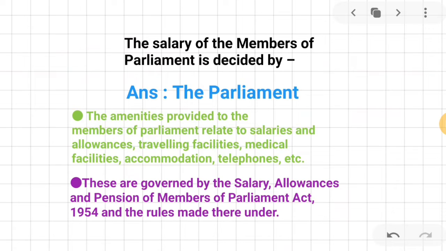These are governed by the Salary, Allowances and Pension of the Members of Parliament Act 1954 and the rules made thereunder. Okay.